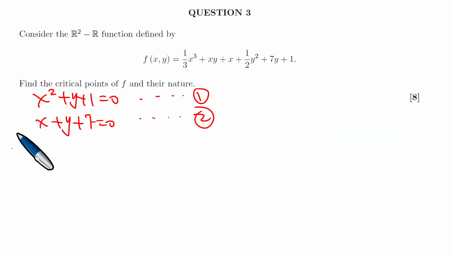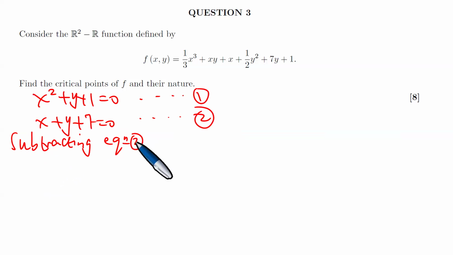Now we continue. We perform some algebra, subtracting equation 2 from equation 1 gives.